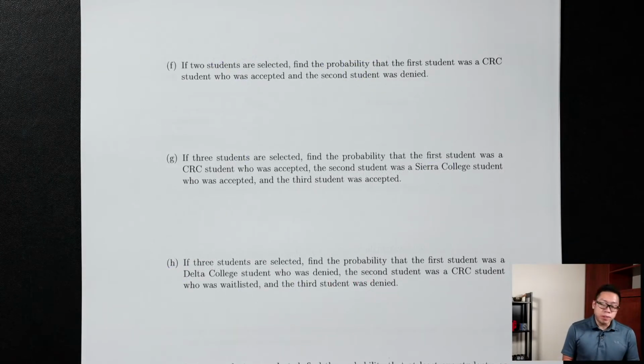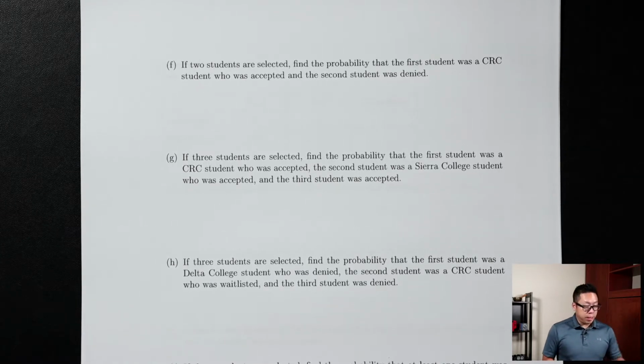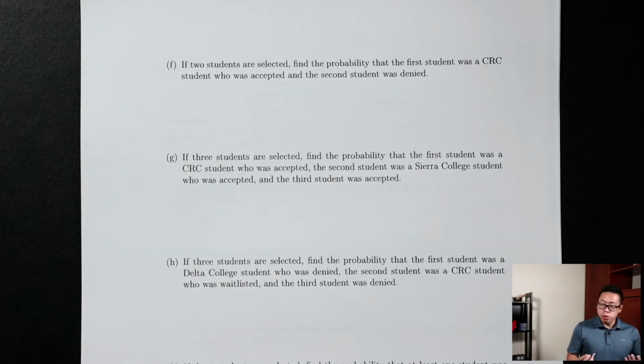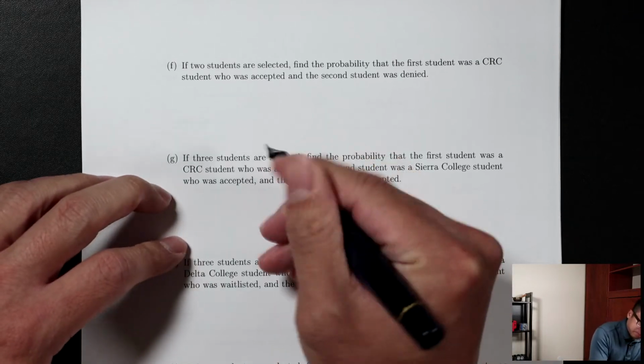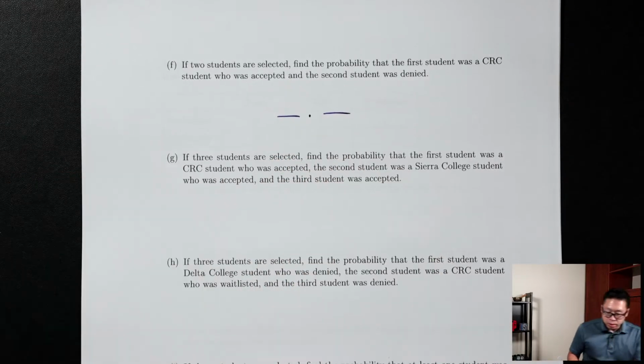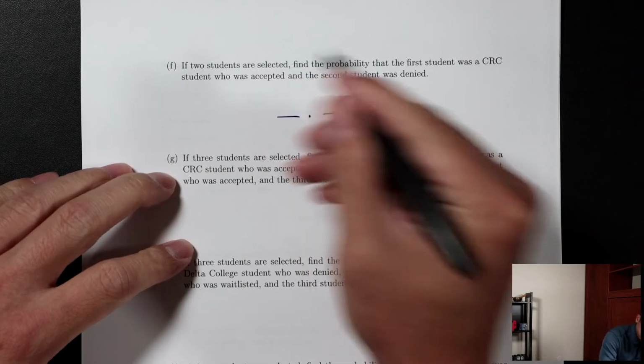Part F. If two students are selected, find the probability that the first student was a CRC student who was accepted and the second student was denied. So now we're talking about picking more than one student. We're picking two students here. Two students means we're going to have two fractions that are going to be multiplied together. The first fraction, we want to be CRC student who was accepted. So the first student is CRC accepted.